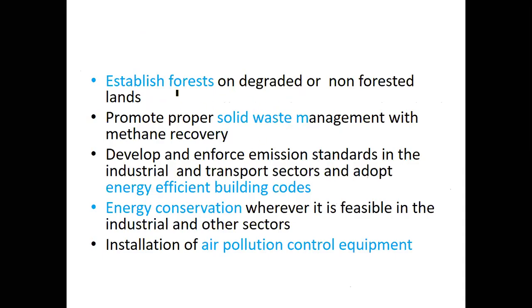Then the fifth mitigation option is to establish forest on degraded or non-forested lands. What is that? All of you know plants do the photosynthesis process. Plants or trees are carbon sinks. They can absorb the carbon dioxide in the atmosphere during photosynthesis. So if we want to reduce the carbon dioxide percentage in the atmosphere, we can plant trees. They are good carbon sinks.